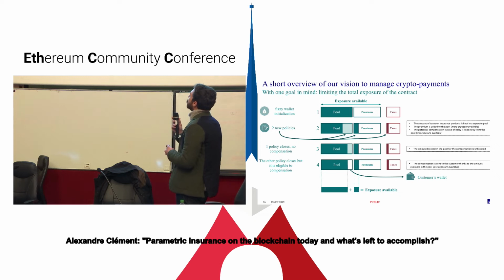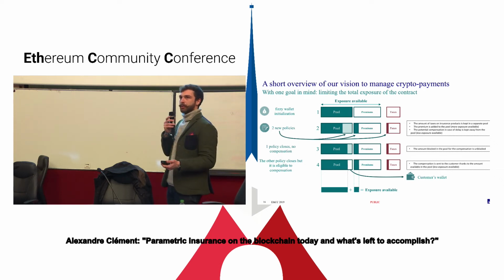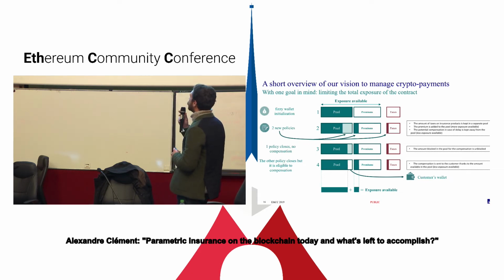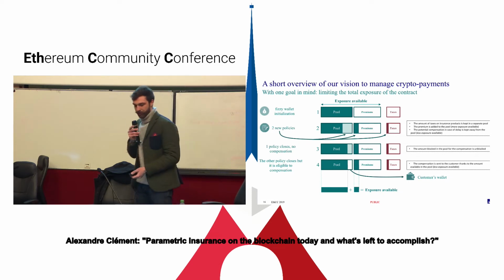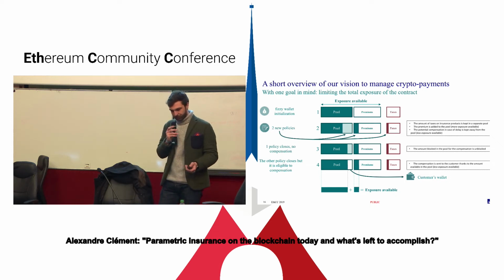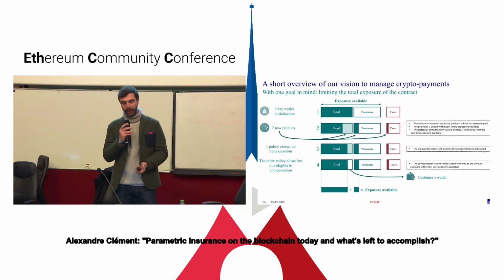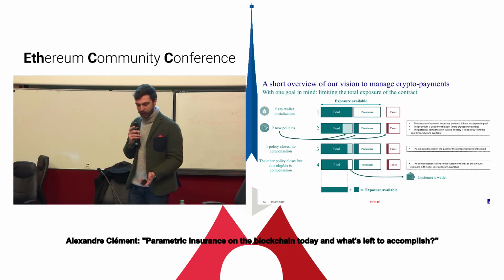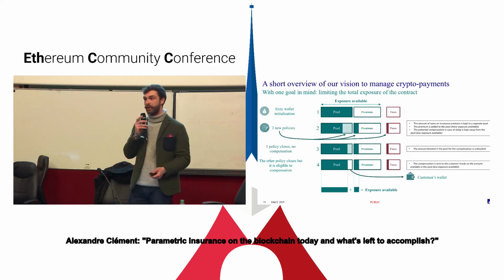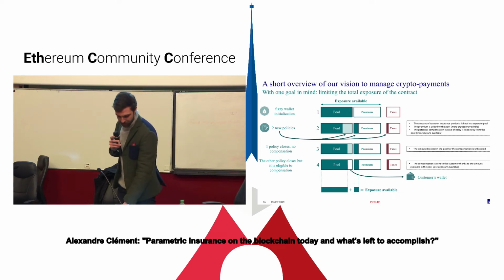If the policy closes, but there is a compensation, the amount is effectively removed from the pool and sent to the customer, leaving us with a new exposure available of the amount left in the pool, plus the premiums paid by the users. And so this might seem like a simple solution, but it's actually quite hard to respect all the constraints of the regulator for an insurer in that case.